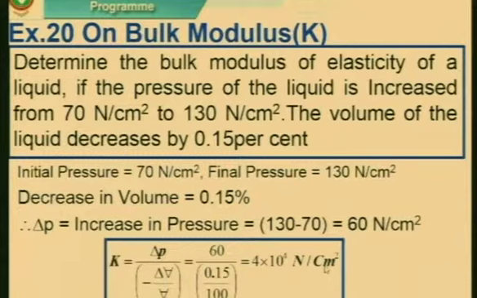So, this example gives an idea that though the liquid is incompressible, to some extent it can be compressed. You can see at a high pressure, 70 to 130, the volume is going down by only 0.15%. The bulk modulus of elasticity is 4 into 10 to the power 4 Newton per centimeter square. So, it is a very high value.